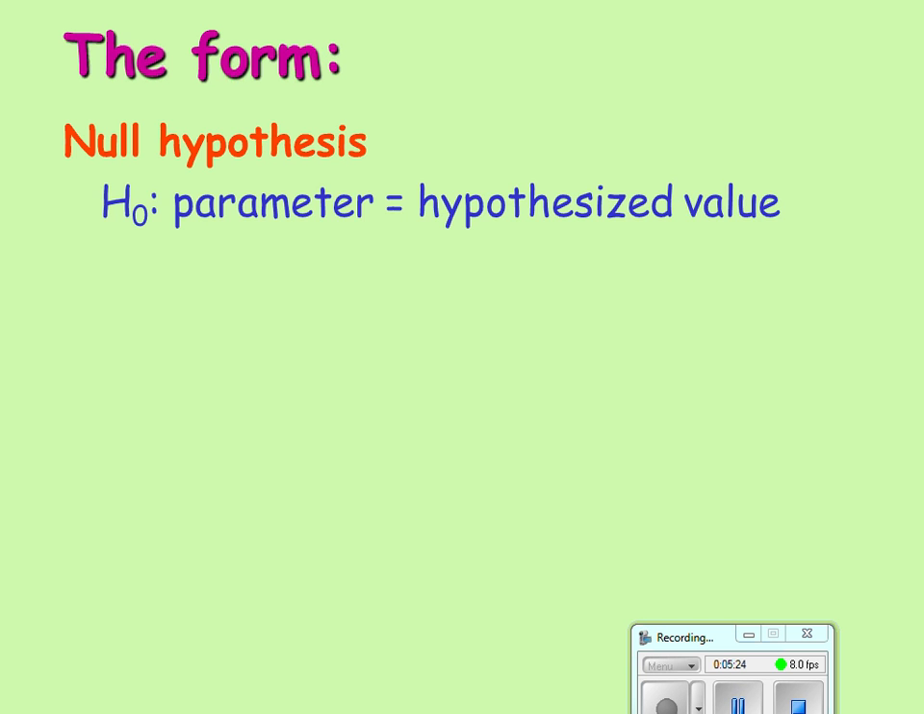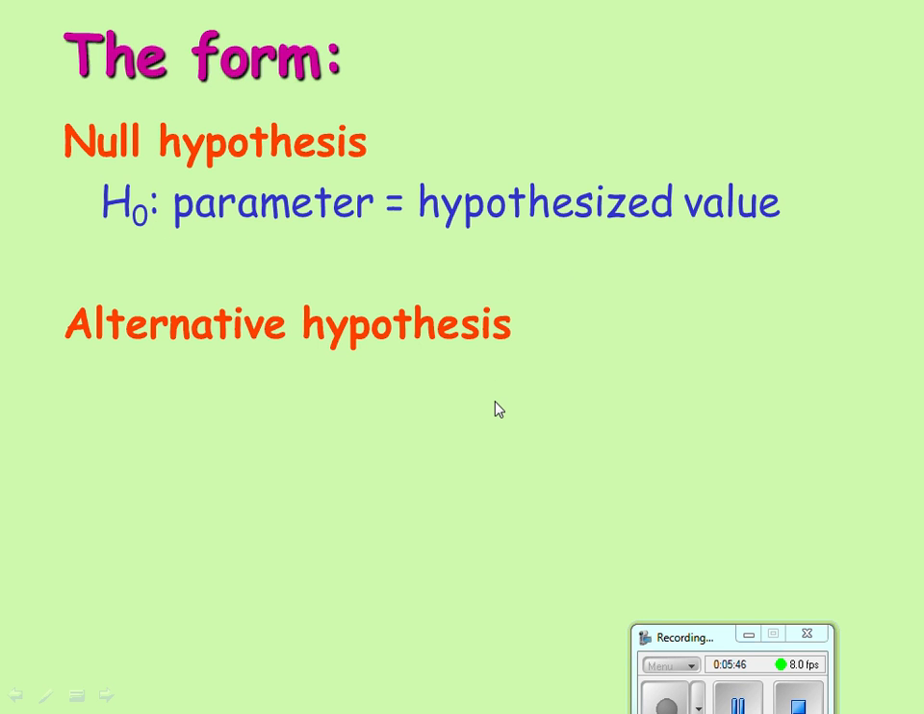Right, so there's some forms that we have to make sure that we follow. Your null hypothesis is written H sub O and there's a colon. You're going to write whatever your parameter is, generally it's P. And you're always going to have an equal sign, and then you're going to have some value. That's always how it's going to be: H sub O colon P equals, and then whatever.